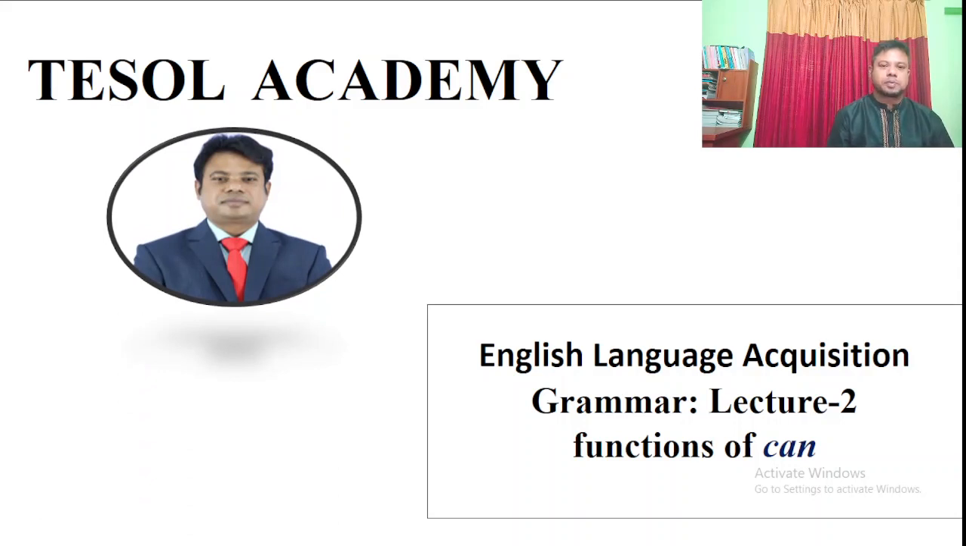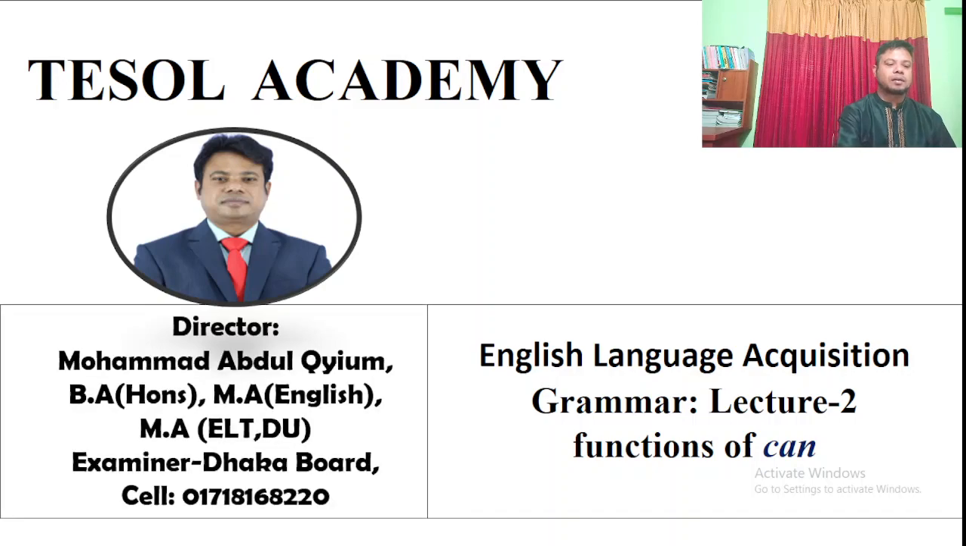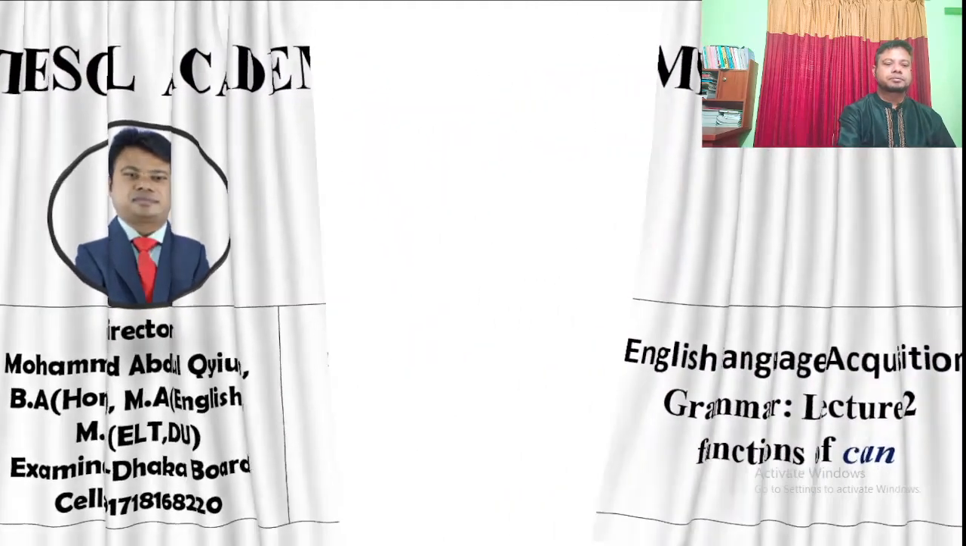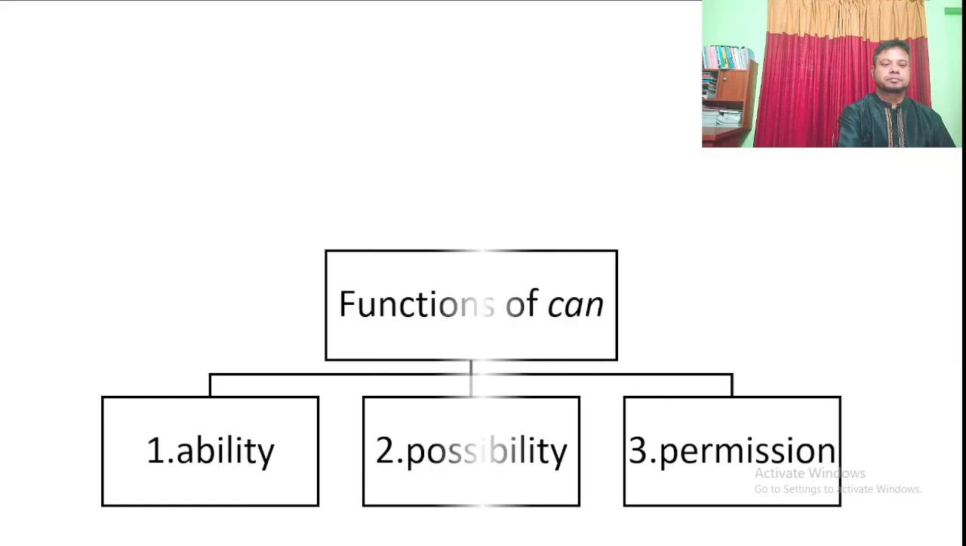Today I shall speak about one of the modal auxiliary verbs, namely can. The modal auxiliary verb can has got three functions. First of all, ability, secondly, possibility, thirdly, permission. Today I shall speak about only ability.